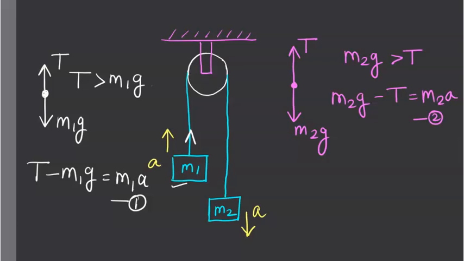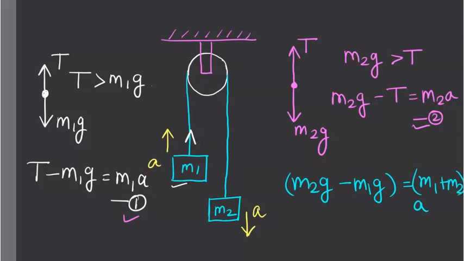This is the second equation. Now we have to add the first equation and this second equation, and let's see what we will get after adding. If I add these two equations, what I will get is m2g minus m1g. I hope you know how to add equations. The left hand sides are added, and the right hand sides are also added. So this is m1 plus m2 times a.